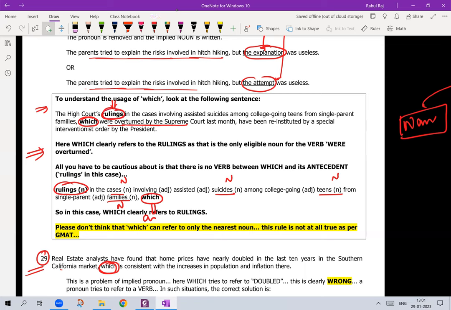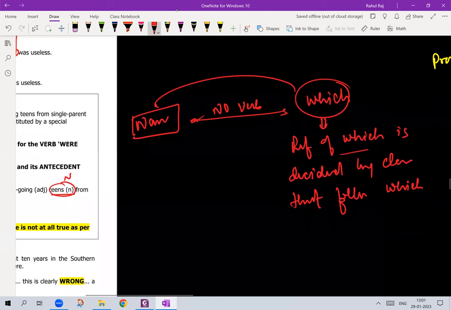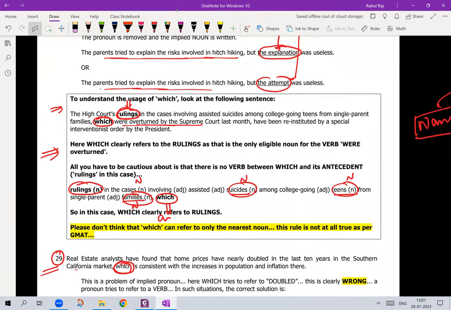So please ensure that this doubt should not come into picture at all, that Rahul, which is ambiguous, because here society is also a noun, teens is also a noun, family is also a noun. So why should not which go back to these things? It should not go back to these things only because the reference of which is decided by the clause that follows which. So here, which were overturned. What could be overturned? It is ruling that can be overturned. Nothing else at all. And between rulings and which, there is no verb. So the reference of which is right.